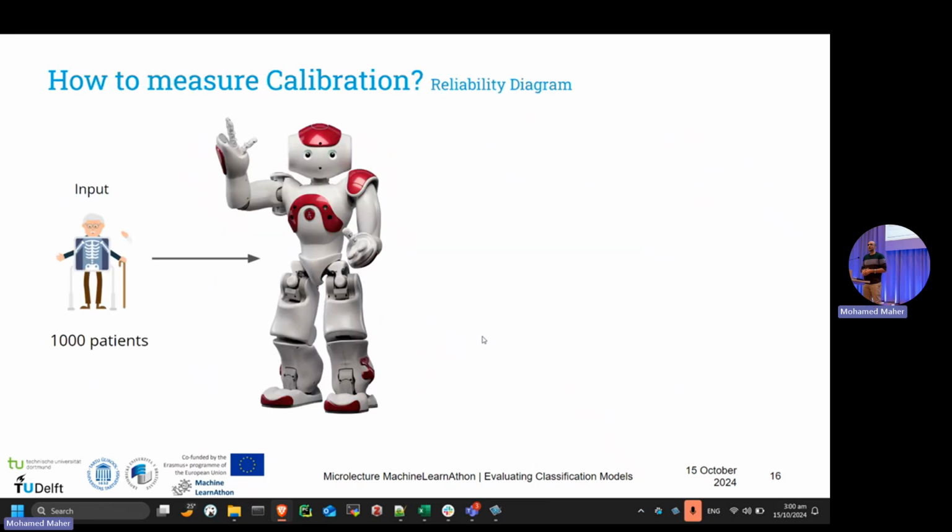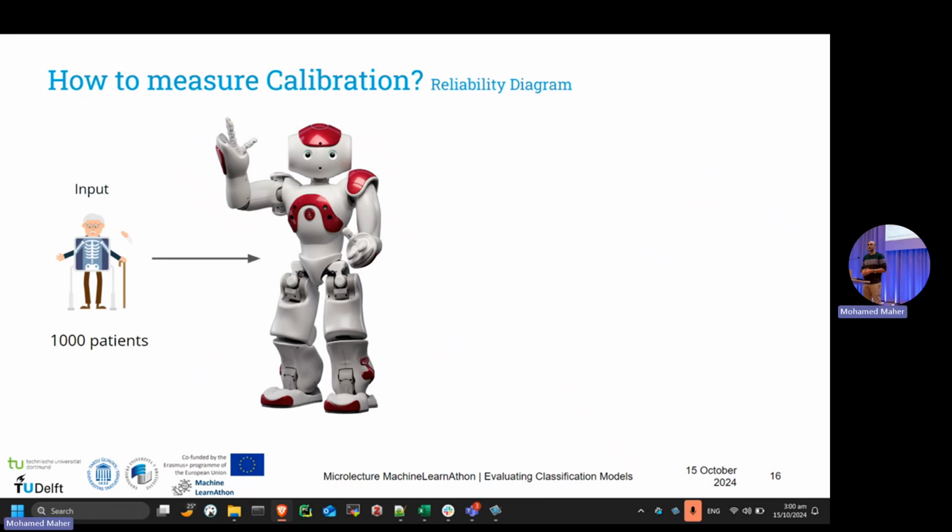But how can we make sure that these predicted probabilities are reliable? Or are these predicted probabilities actually calibrated, so that we can make sure they match the confidence level of the model and we can rely on these predictions or not?